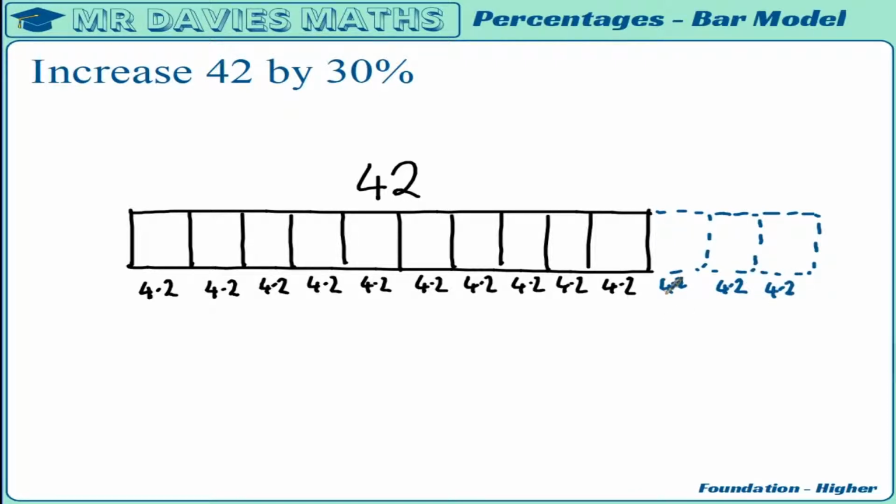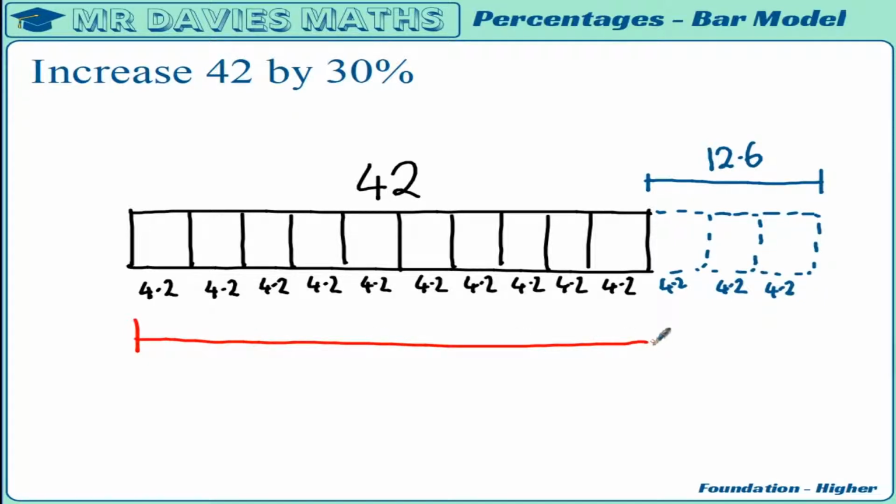Okay, add those 3 boxes up. What's 4.2 plus 4.2 plus 4.2? That would be 12.6. So my new total is, 100% is 42, and add on the extra 12.6 to get a total of 54.6.